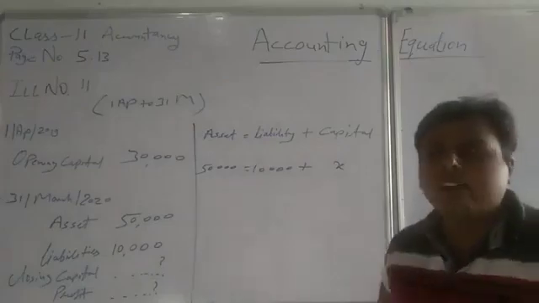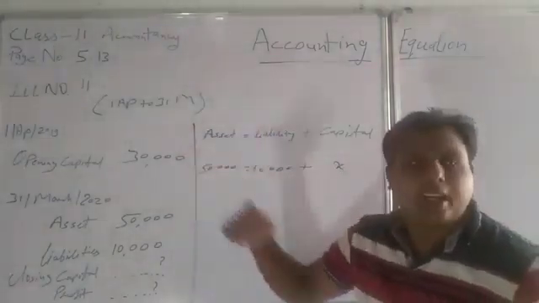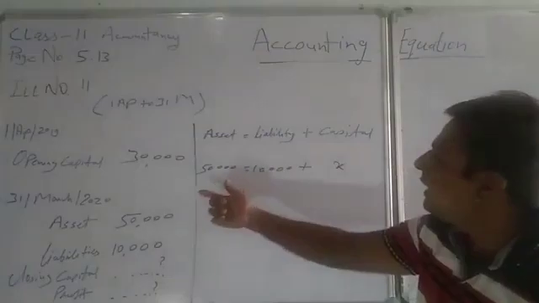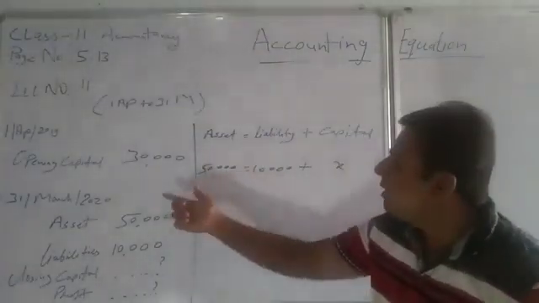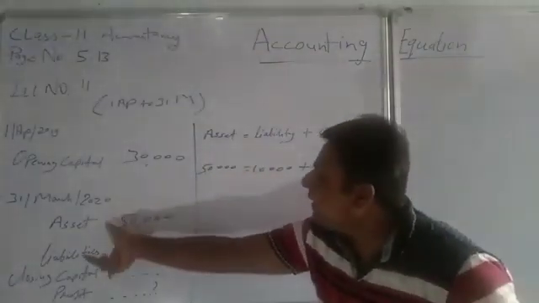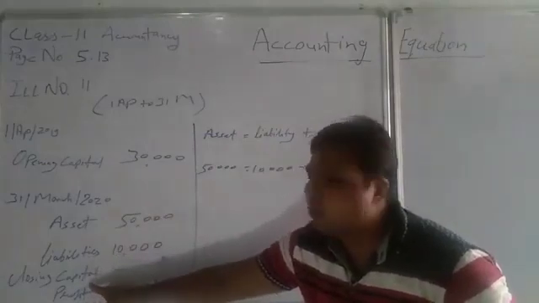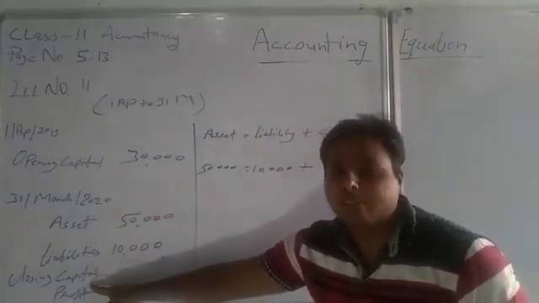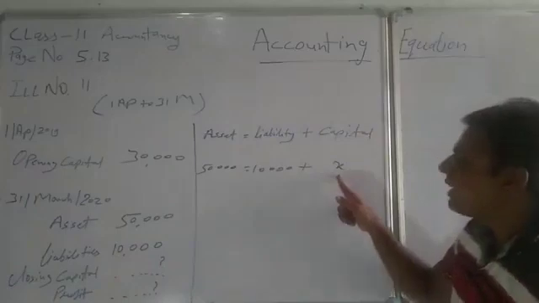You may have one question: why am I not taking the opening capital? Because it is not of that period. These are items of the ending period, and we have to find out the closing capital. So that's why I have taken X.